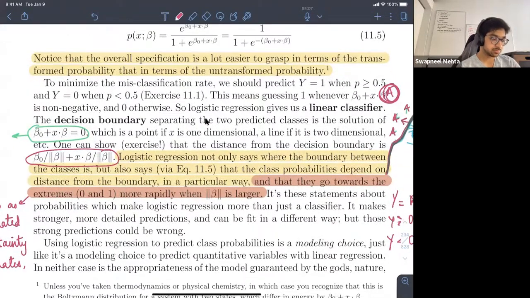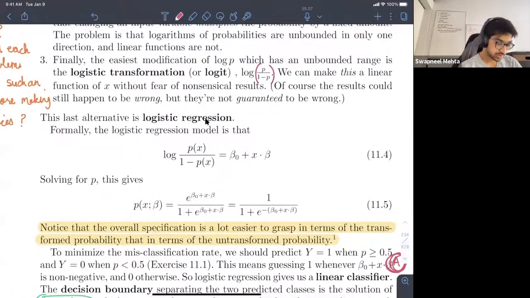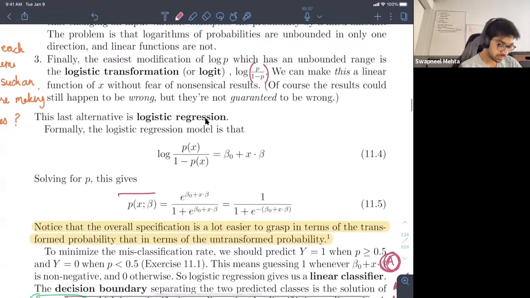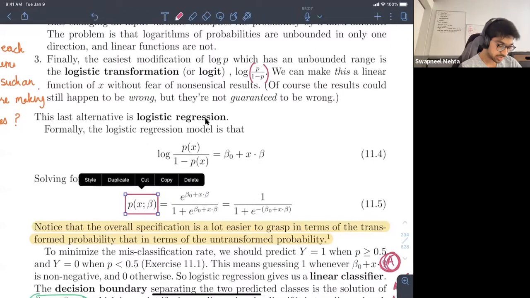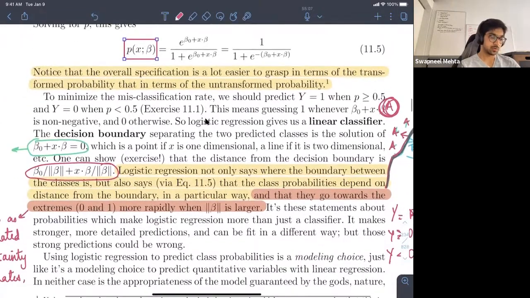So assuming this, because remember p is a function of x and theta. Now theta is our betas. So given the parameters, this is the model for p. And solving for that, you obtain p of x given beta of this form, which, if you recall, you will have seen in machine learning as a logistic function.